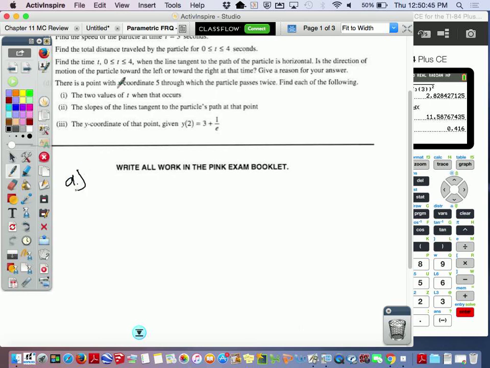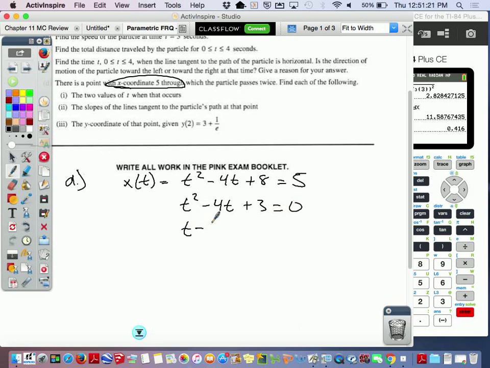So it says there's a point with x-coordinate equal to 5 that the particle passes twice. We know our x of t is equal to t squared minus 4t plus 8. We want to know where this is equal to 5. We can do this by hand, or we can use our calculator. I think we can do this by hand. I would subtract 5 here, and I'd get t squared minus 4t plus 3 equals 0. And this easily factors. So we get t equals 1 and 3.